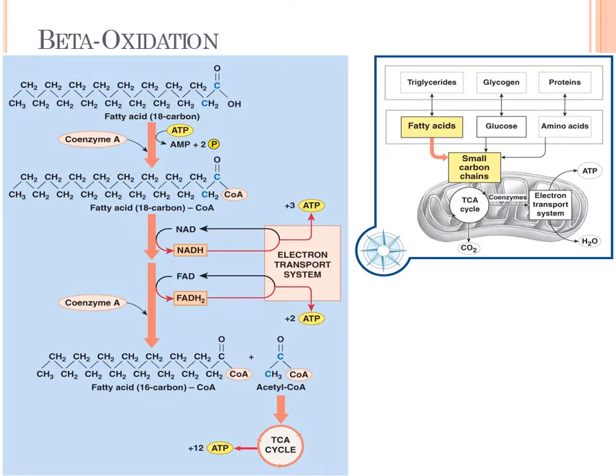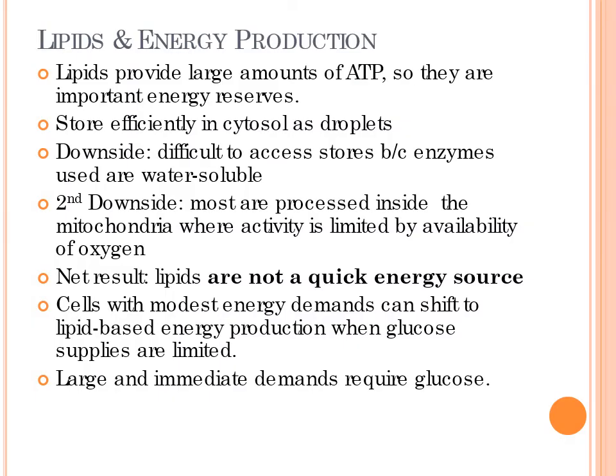So again, if you are super interested in understanding the molecular structure of these, this explains it, but we're going to skip over this for our sanity. So lipids provide a large amount of ATP when they're broken down, so they're an important energy reserve. They're stored efficiently in the cytosol as droplets. Remember, they are micelles. They get broken down in the digestive system into the micelles, and then they form chylomicrons. I think we're going to get into that in a minute.